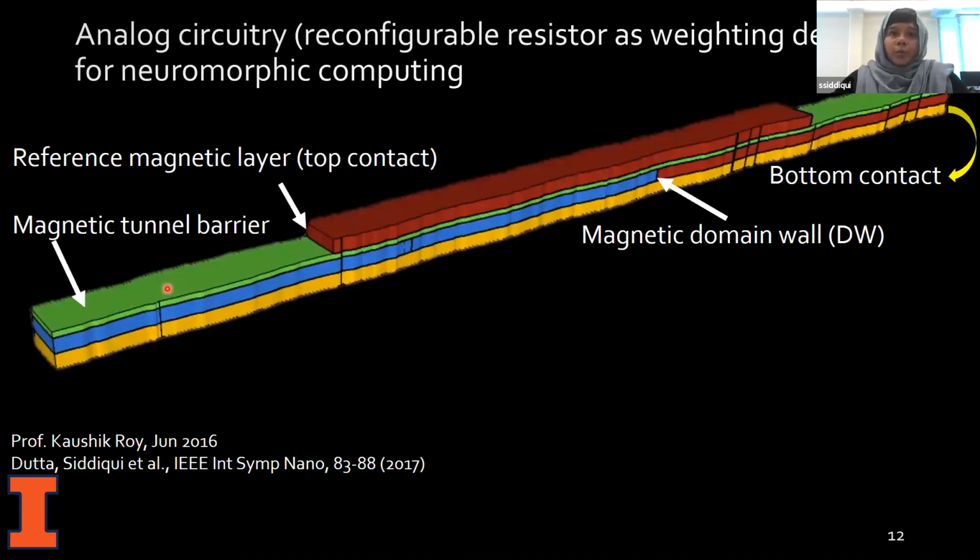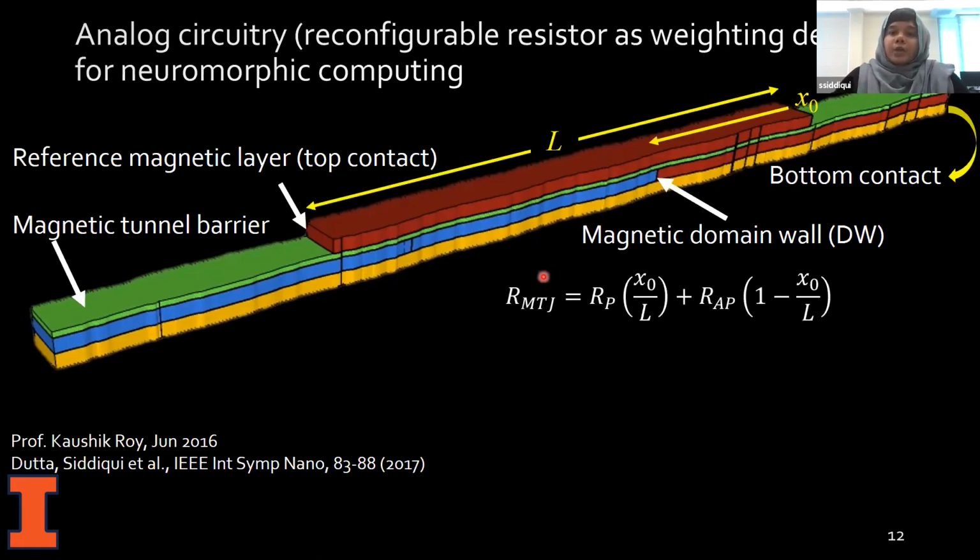So this is what we are proposing. Here, this is the same device, only the difference is that now we have a longer reference layer and our domain wall is under the reference layer. So now, when the domain wall moves, the amount of parallel region, in this case red, and the anti-parallel region, the blue, changes continuously as the domain wall moves continuously.